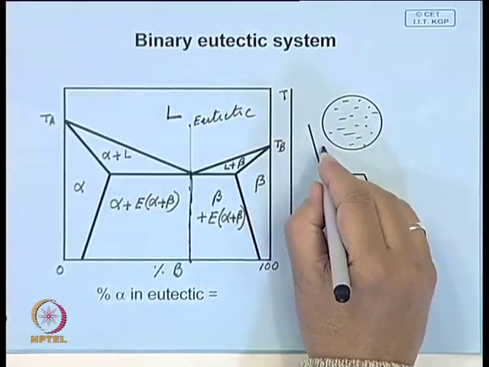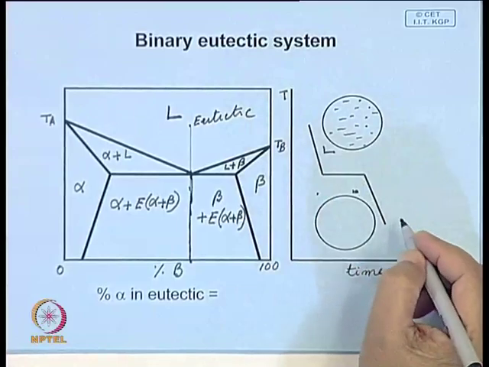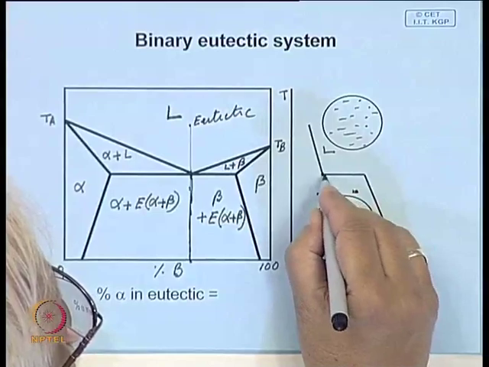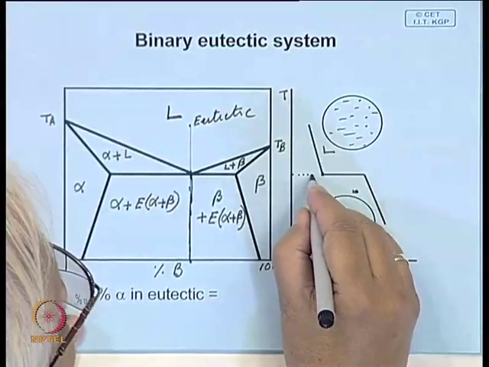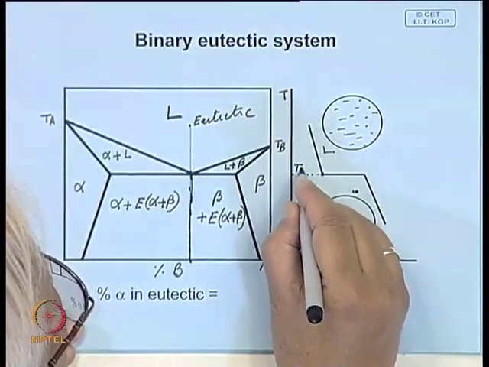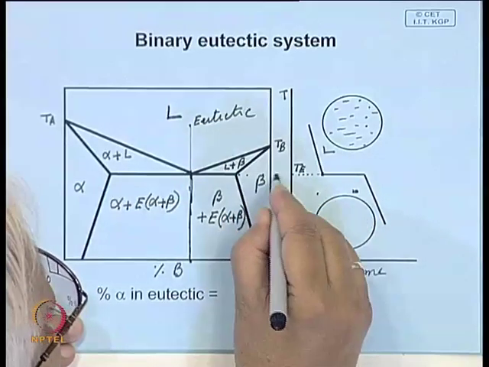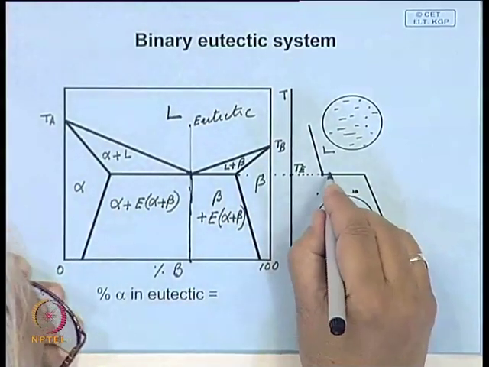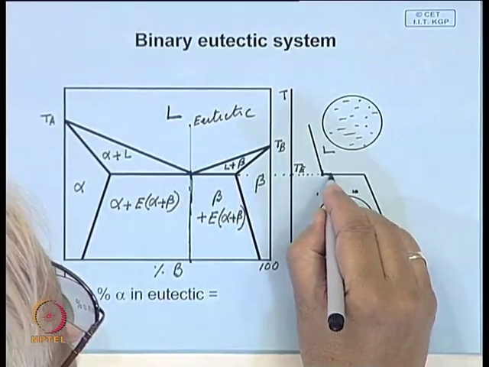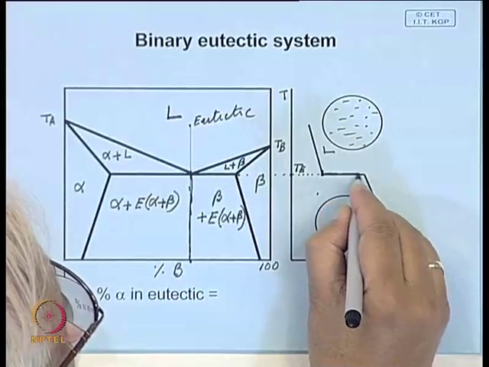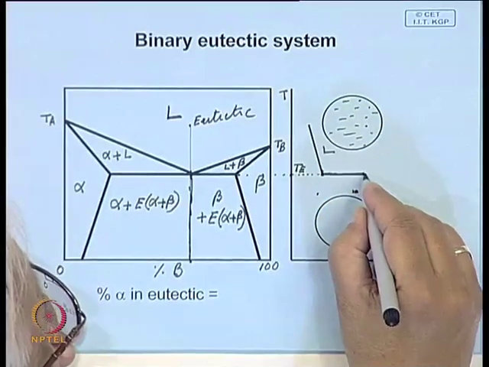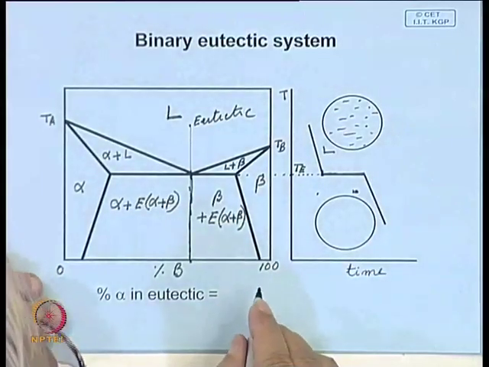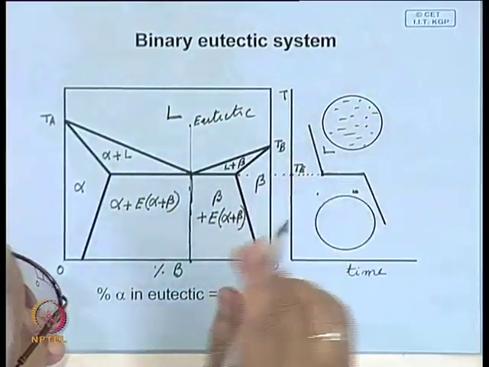So, this portion is liquid, and the solidification starts here after a certain time when you cool to a temperature. This temperature is called the eutectic temperature. When the solidification starts, the temperature does not go down; it remains constant, and once the solidification is completed, then the temperature drops down. Now, how does this process take place?